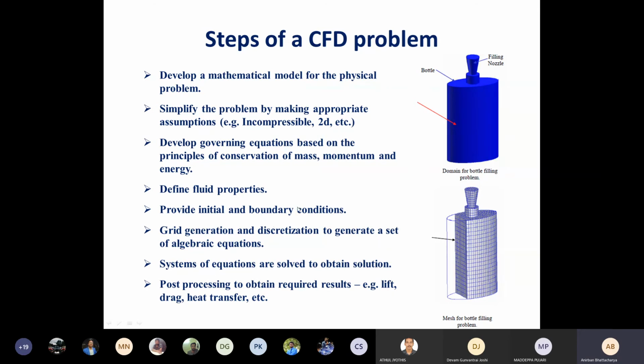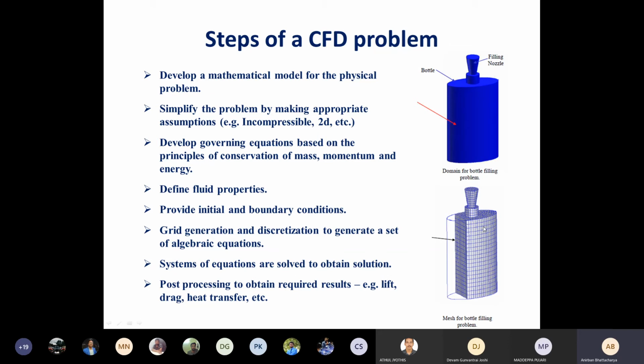Once you have that, you have to generate the grid. So you divide the domain into small subdomains like this. This is a particular case. You will learn later how to do these things. And for each of these small domains, now you have to generate a set of algebraic equations based on the governing equations. Each of the small domains is also governed by the same governing equations. But you can simplify these equations because these domains are very small, to make simpler algebraic equations.